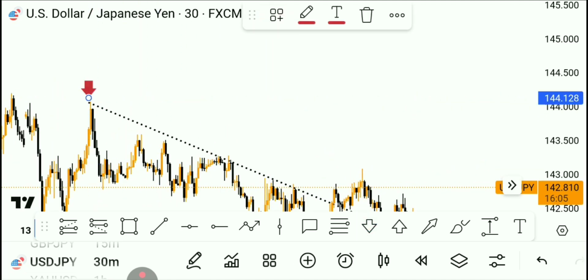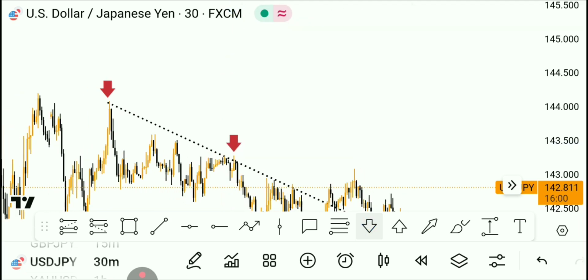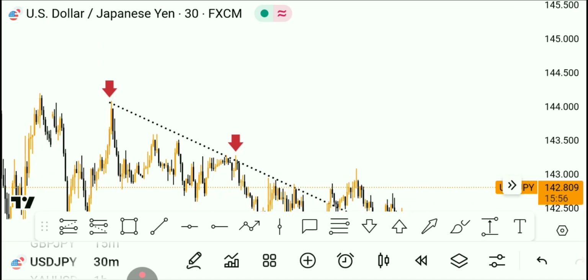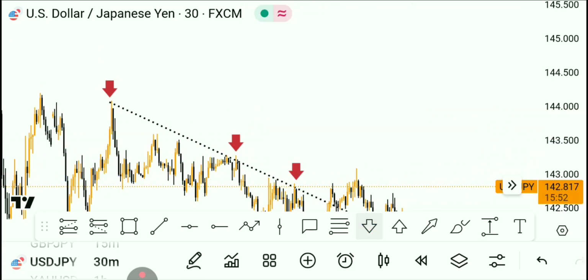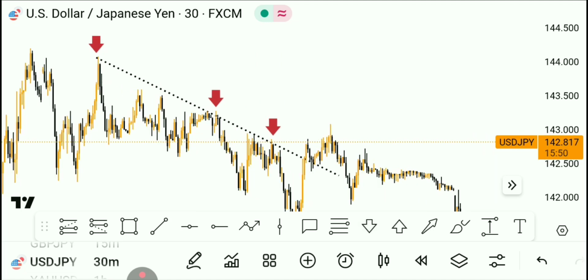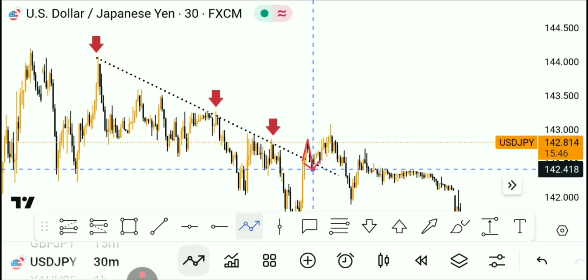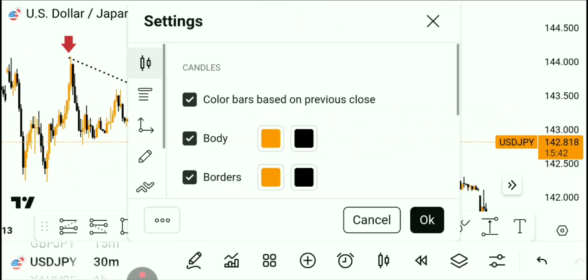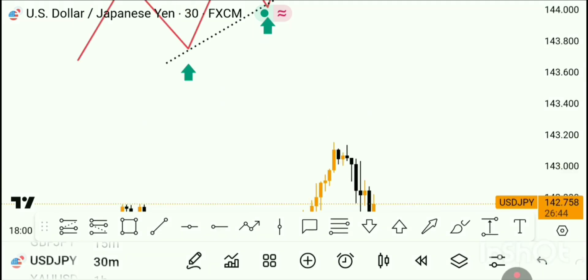One, that's the first touch. Then the second touch, so this makes this a valid trend line. Then we have a third touch here, and then the fourth touch. What do you see? The market broke above it, we tested, then up. And that's how you use a trend line, just like a normal support and resistance level.